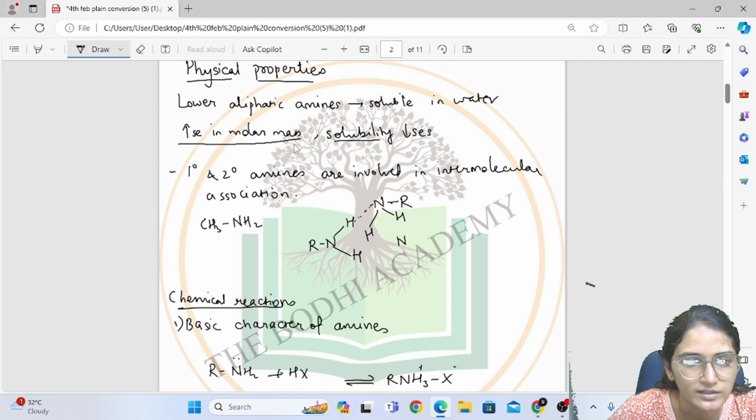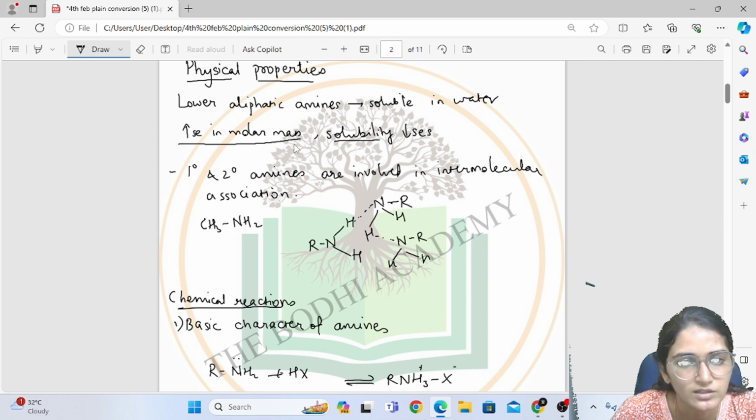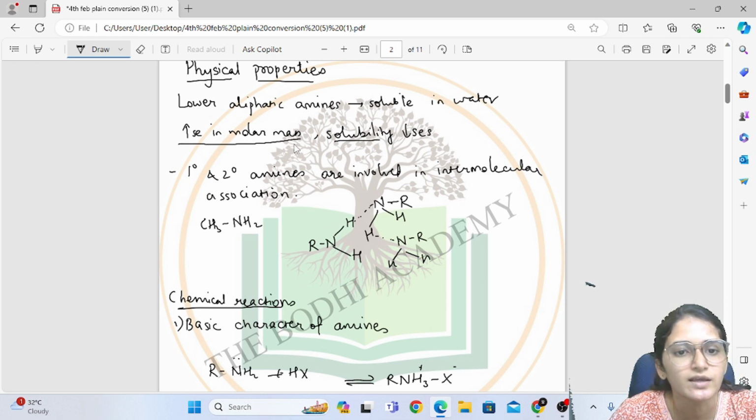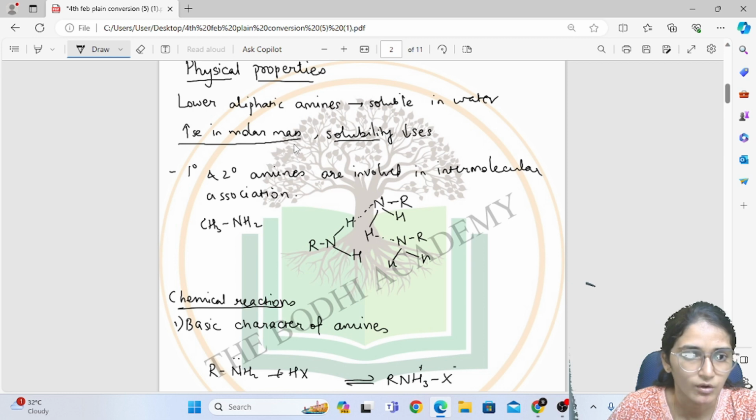Then if I have another amine over here, that is R and H, H, then this N and this H can form bonding. So you can see there are intermolecular hydrogen bonds between nitrogen and hydrogen in the primary and secondary amines also. In primary and secondary amines, this hydrogen bonding can be seen because there are hydrogens attached to the nitrogen, that is CH3NH2 or (CH3)2NH. This is an example of a primary amine, and this is an example of a secondary amine.